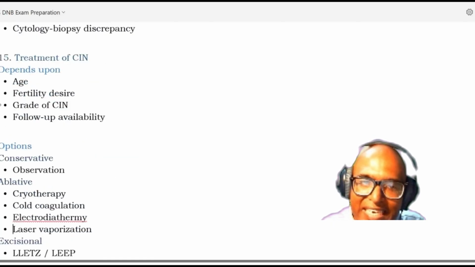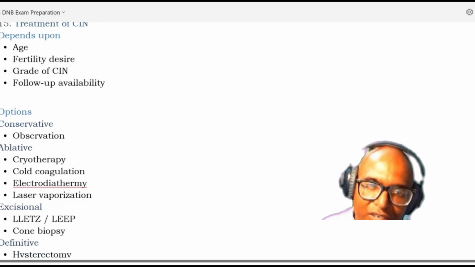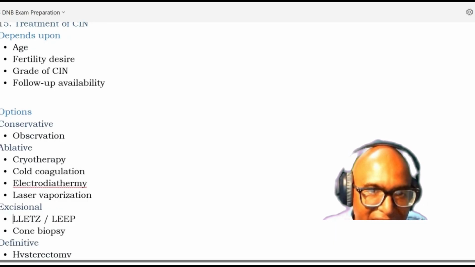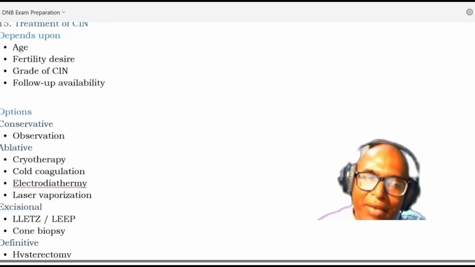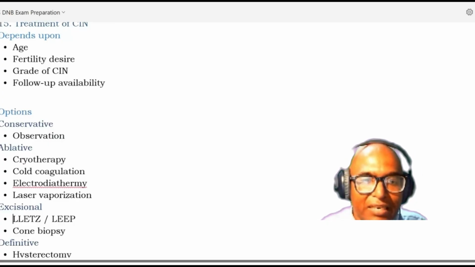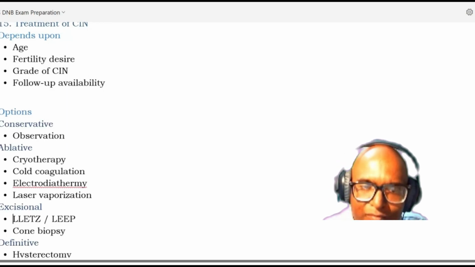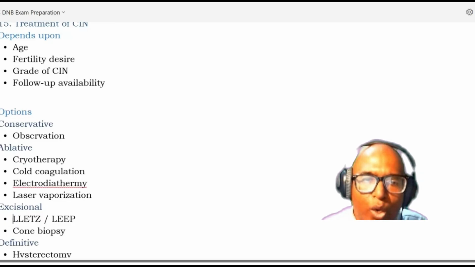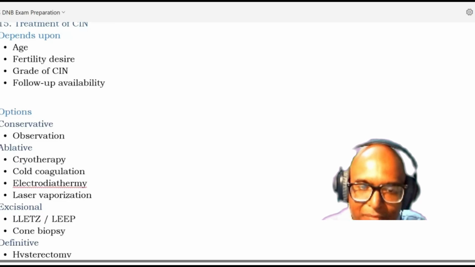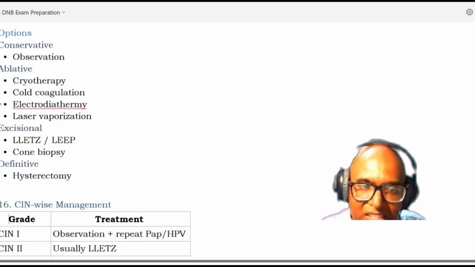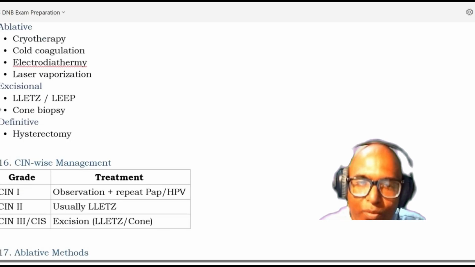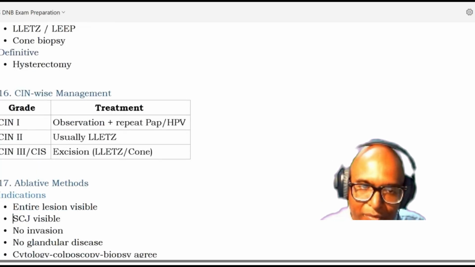Then what is the treatment for CIN? Treatment will depend upon the age of the patient, desire for fertility, grade of the CIN, and availability of follow-up. Okay. So options may be conservative, ablative, excisional, or definitive treatment. Conservative is just keep under observation. Then ablative, such as cryotherapy, cold coagulation, electrodiathermy, and laser vaporization. These are the options which are available. And excisional are the LEEP, that is large loop excision of the transformation zone. Then cone biopsy, and definitive treatment is a hysterectomy.